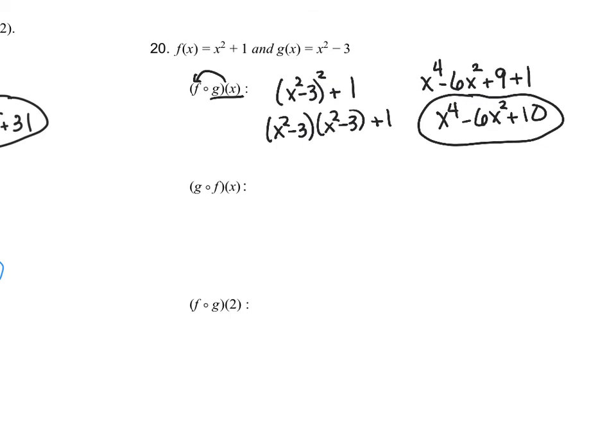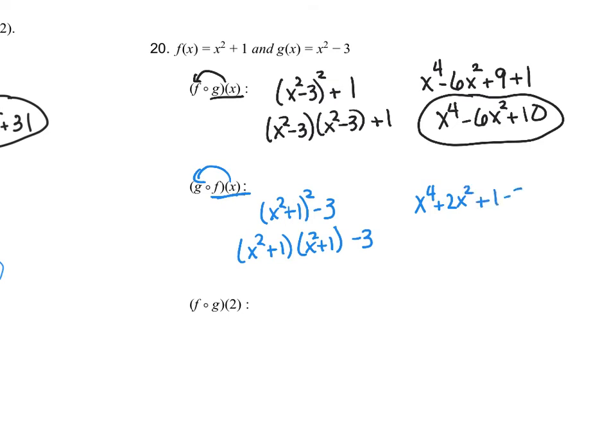G of f of x, so now I'm going to plug f, let's use a blue, f into g. So now it's going to be x squared plus 1 squared minus 3. We're going to put 2x squared plus 1. We're going to FOIL that, so that's going to give us x to the 4th plus 2x squared plus 1 minus 3. And then we're going to combine like terms, and we get x to the 4th plus 2x squared minus 2.